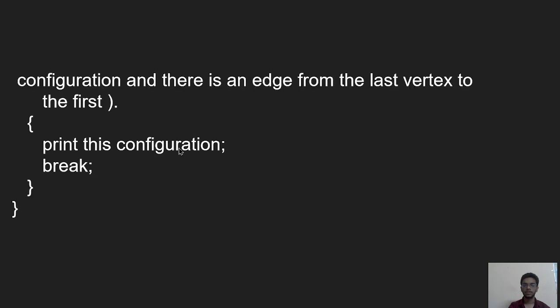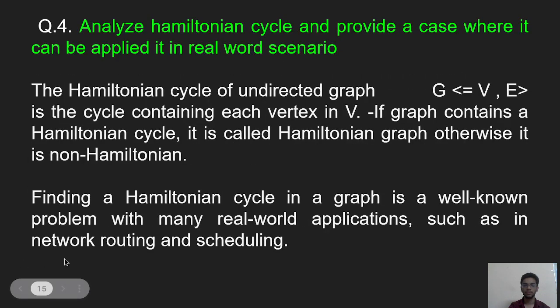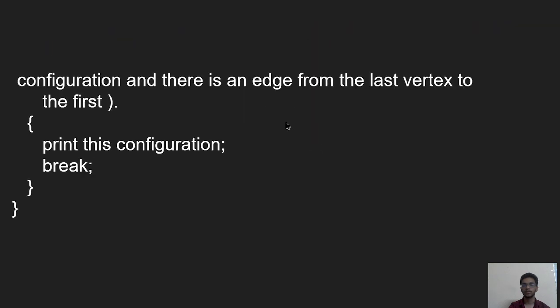Now we'll discuss its real world scenario. The real world scenario is that it is used in network routing and scheduling to find a cycle. That is the case where the Hamiltonian cycle is used.